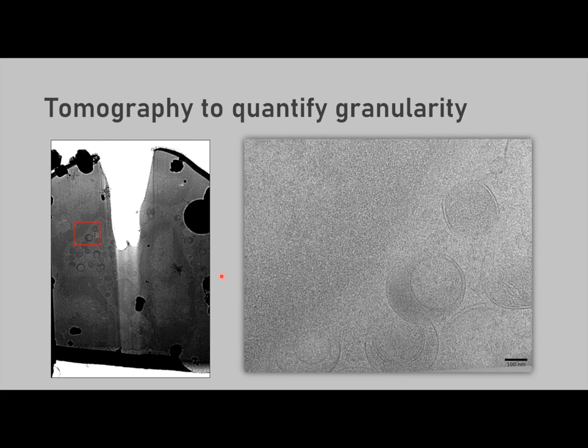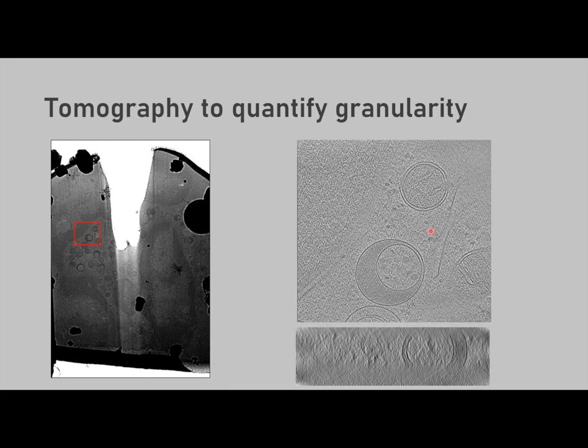Here is an example of what you will get. So this is an XY slice from a tomogram from that location, and here's a slice from the side. And what you normally can very easily visualize are the membranes, but you can also see some larger biomolecules. And of course, nowadays there have been lots of algorithms that you can use to average some of these molecules in a process called subtomogram averaging to even get near atomic resolution structures.